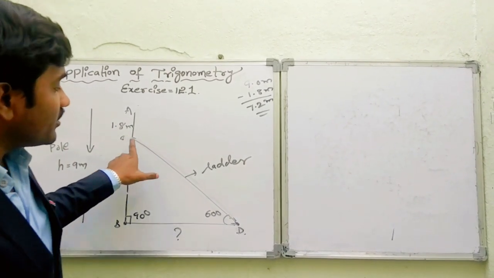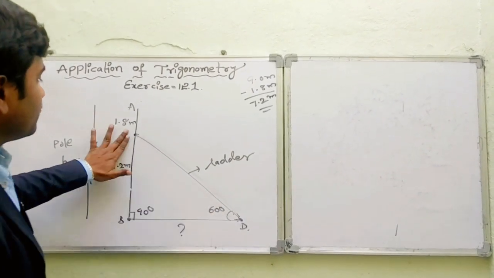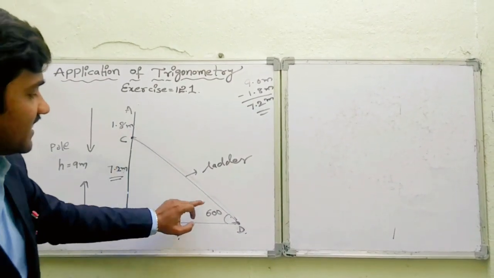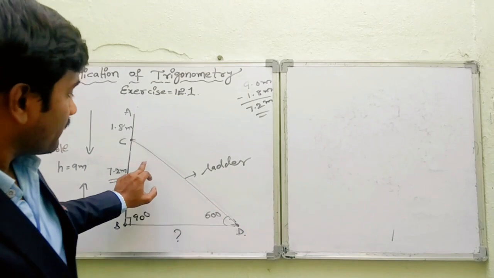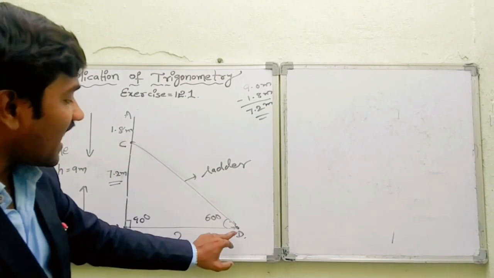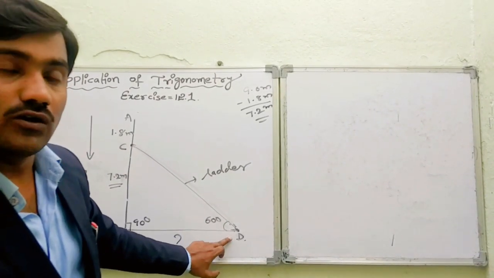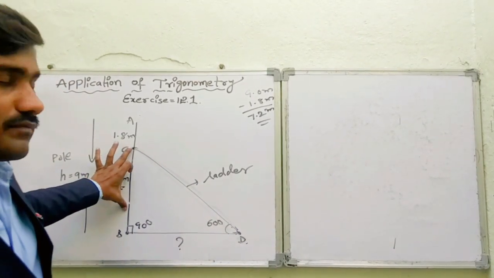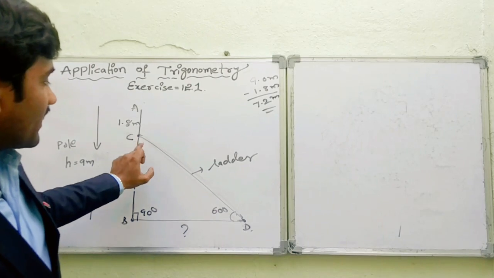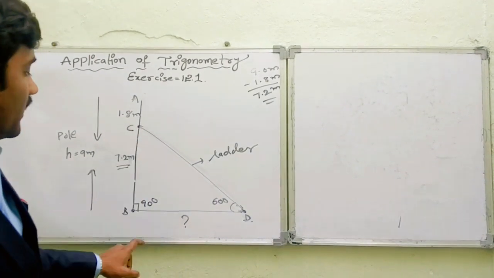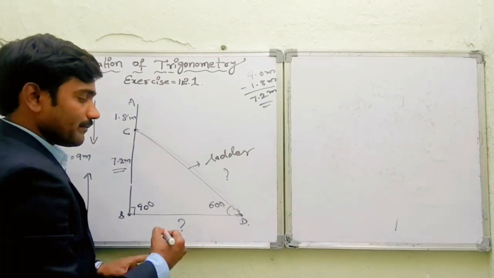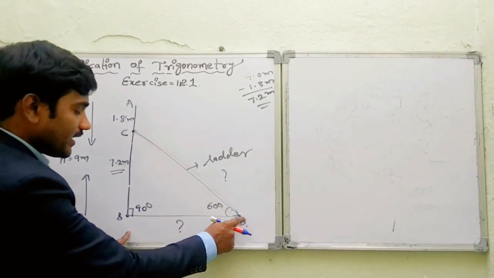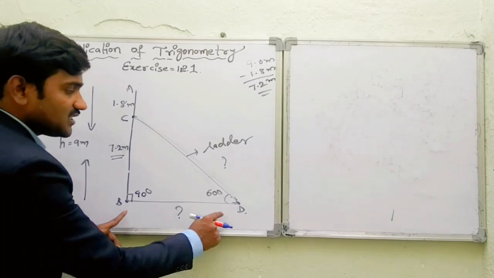So here you use the ladder. This is the ladder CD. AB is the total length of the pole and CD is the length of the ladder. This ladder makes a 60 degrees angle with the ground. So with the use of this ladder, he climbs 7.2 meters of the pole to do the repair work at C. Now we need to find this length of the ladder and the distance from the foot of the ladder, this is the foot of the ladder, and this is the foot of the pole. This distance we need to find out.